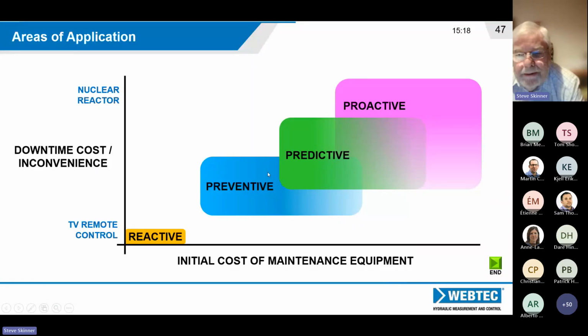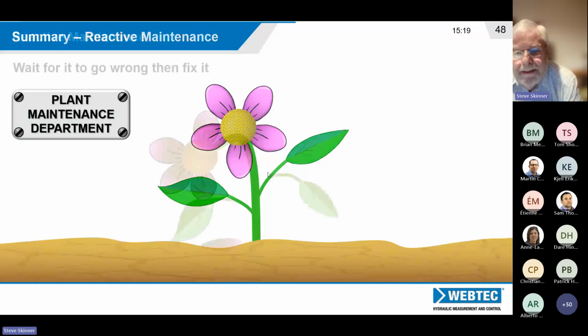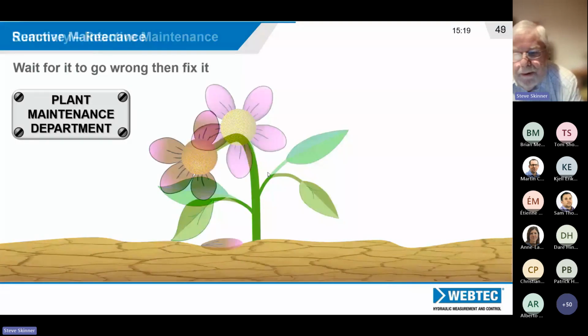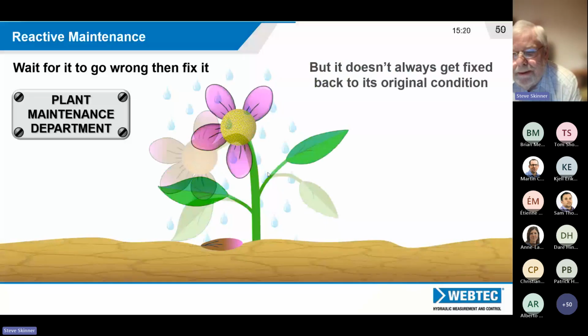Very quickly then, I'll just summarize what we've talked about. Reactive maintenance, looking at waiting until something goes wrong before we fix it. So only when it goes wrong do we start watering our plant. But it doesn't always get fixed back to its original condition.